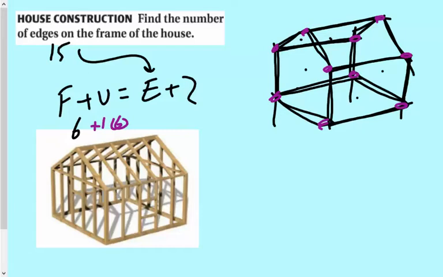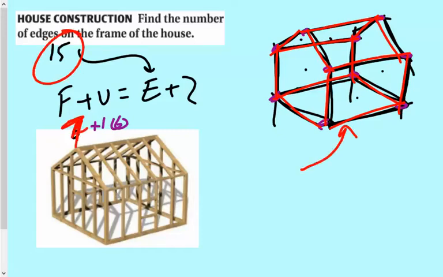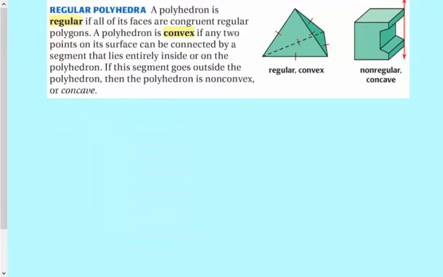Maybe I counted my edges wrong. Let's see. 1, 2, 3, 4, 5, 6, 7, 8, 9, 10, 11, 12, 13, 14, 15. I got 15 edges. Okay, so that means either faces or vertices has to be wrong. So the front, the back. Oh, the bottom. I missed the bottom. See, there you go. Faces is actually 7. And so this was correct, but I was able to verify it using Euler's theorem. So that can be good.